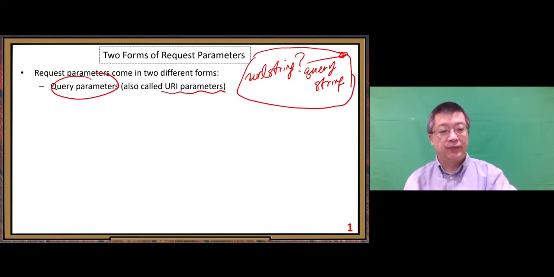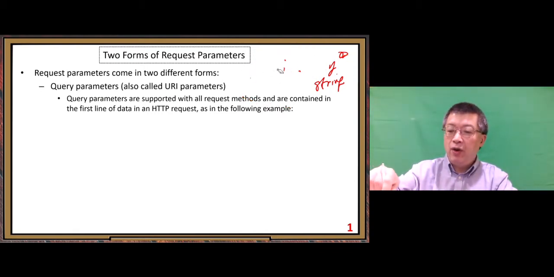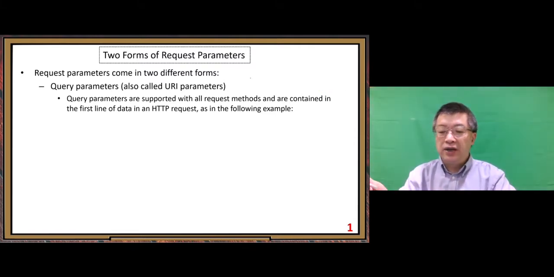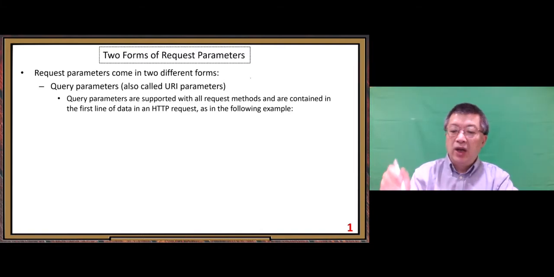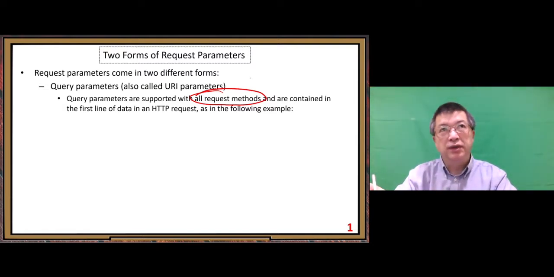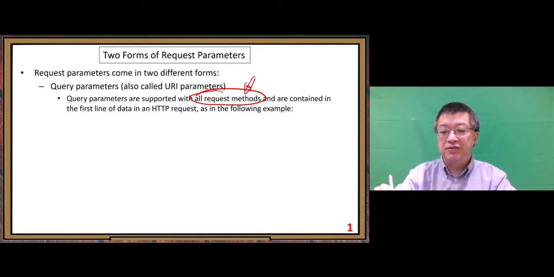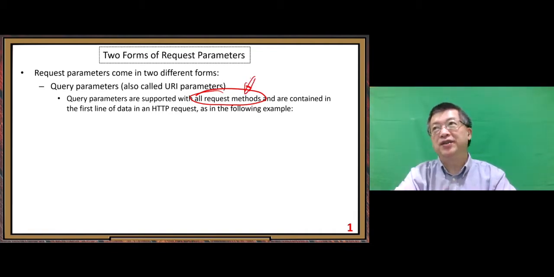Query parameters are supported with all request methods. Remember the get, post, those things. But there is a problem. How do you specify request methods? There is some way.